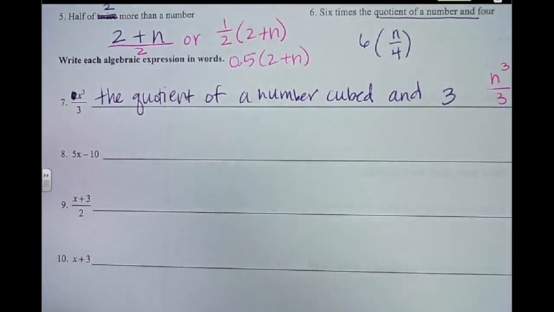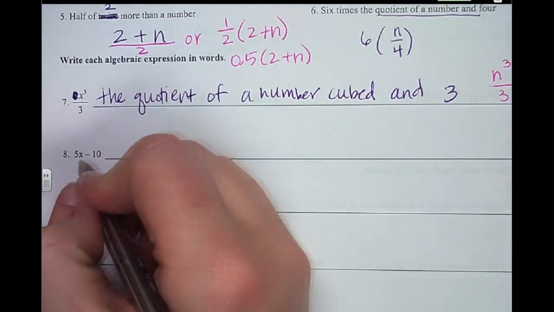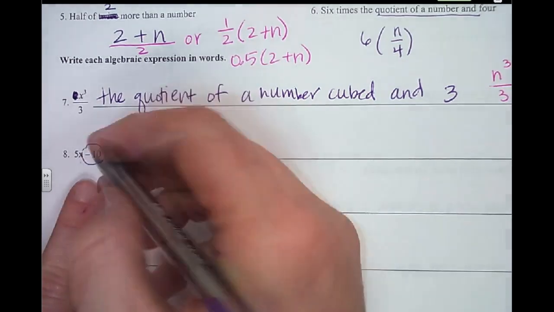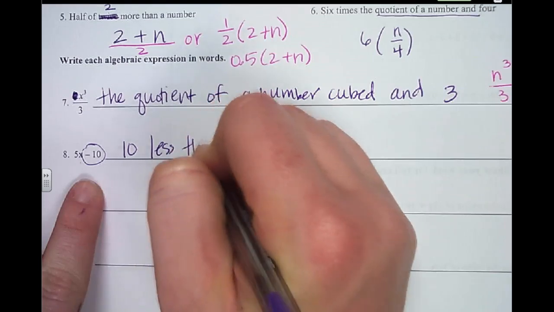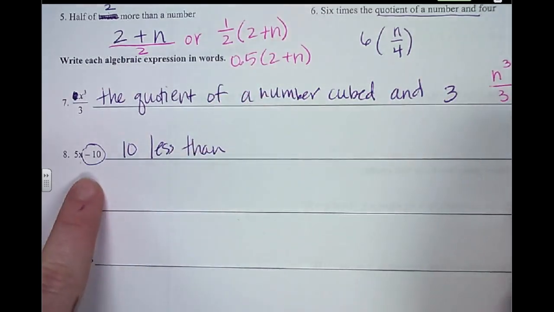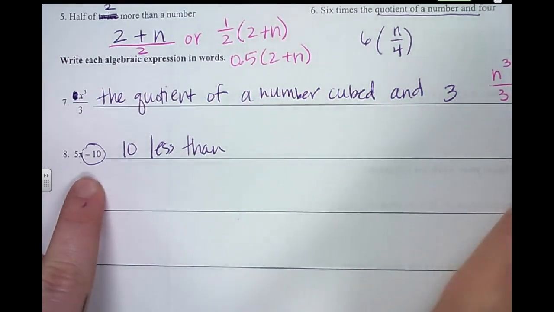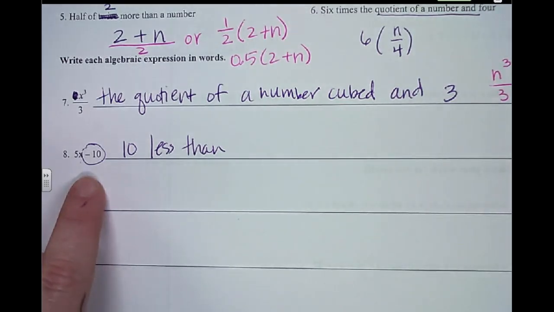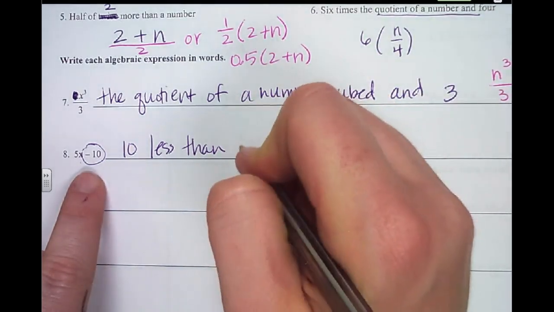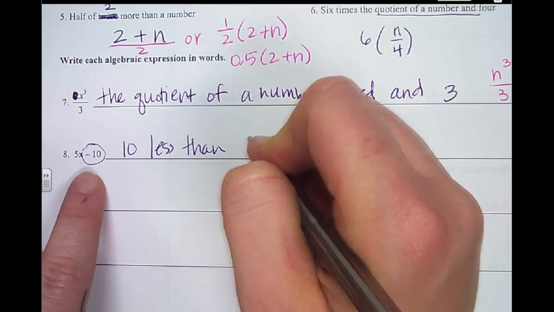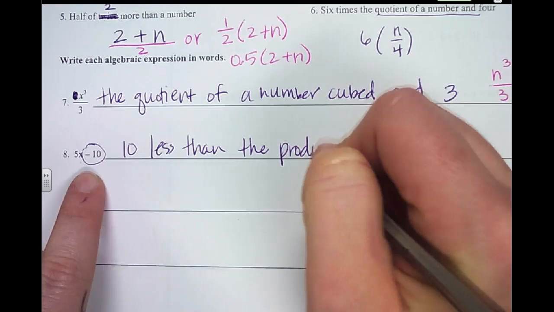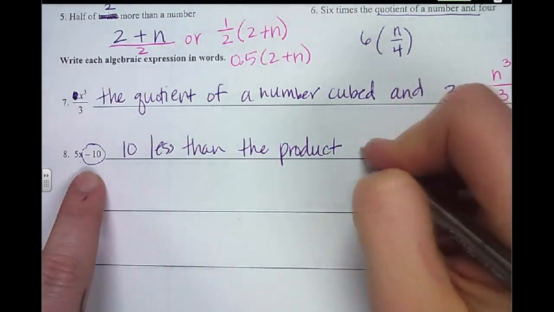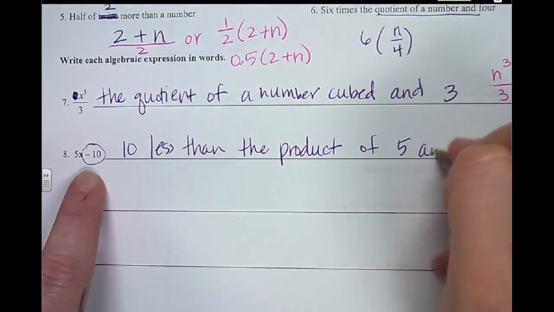Okay, number 8. I'm going to work backwards here. We start out by saying 10 less than. Just like up above, where that number less than goes at the end. So 10 less than, and I'm going to say 5 times a number, or you could use the word product. So product is multiplication, the product of 5 and a number.